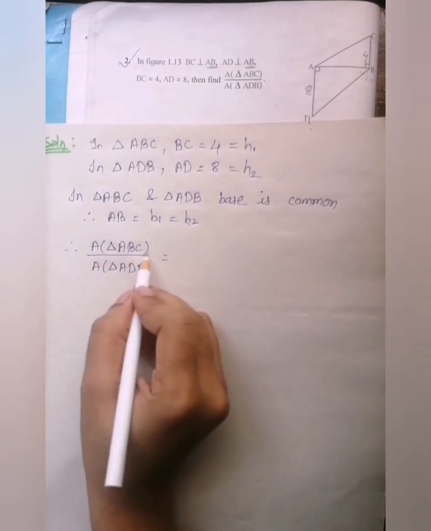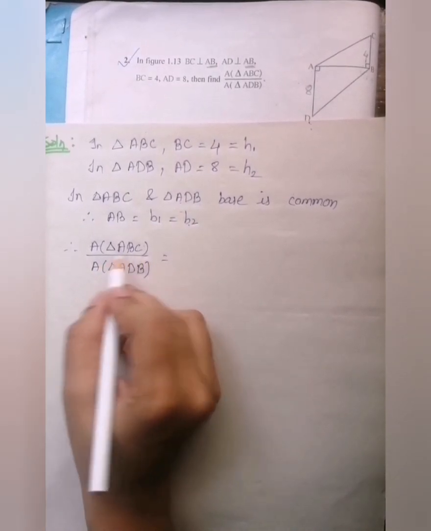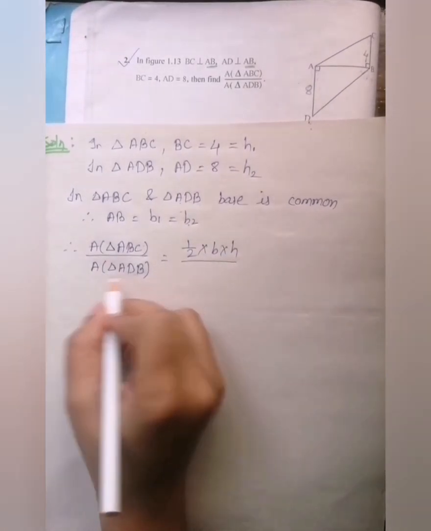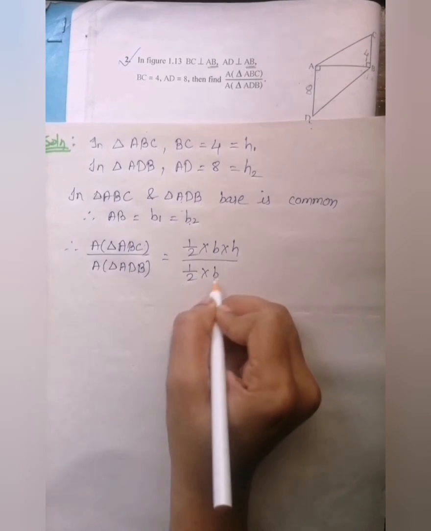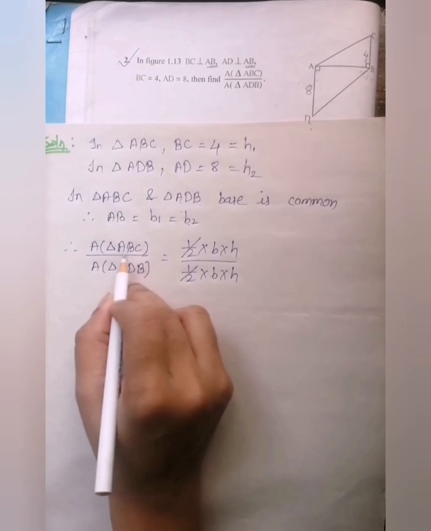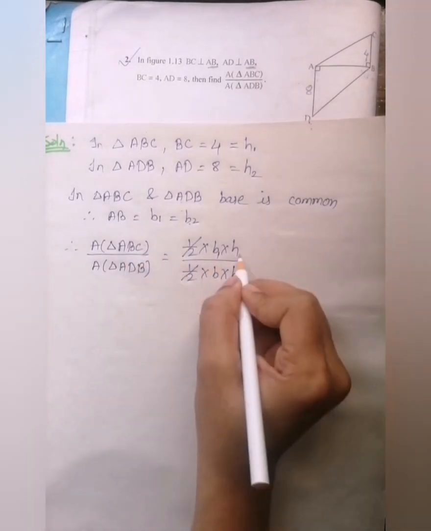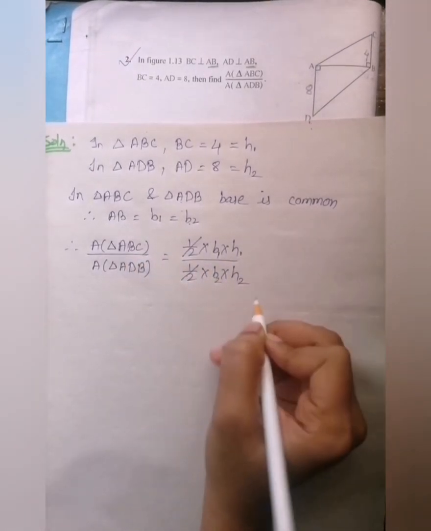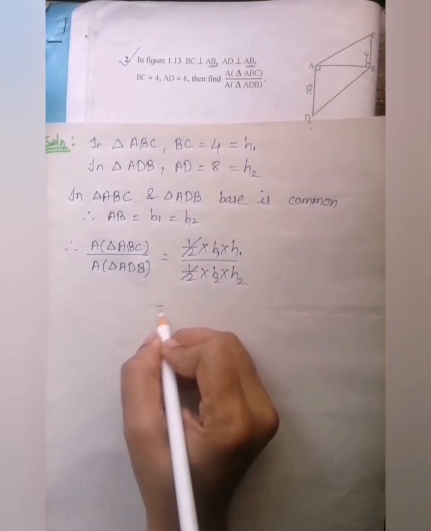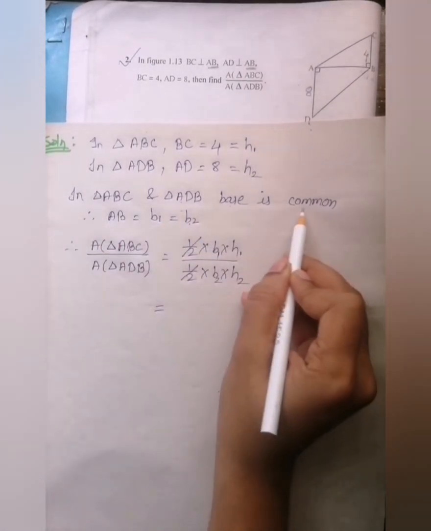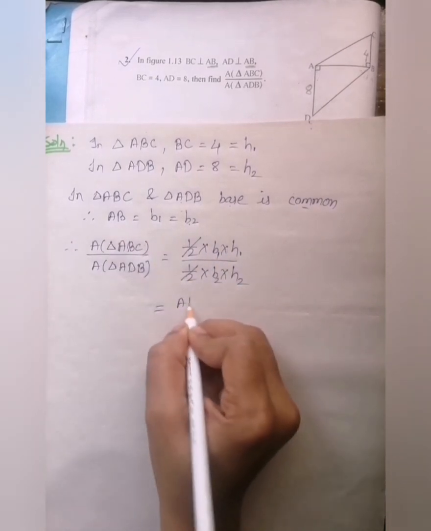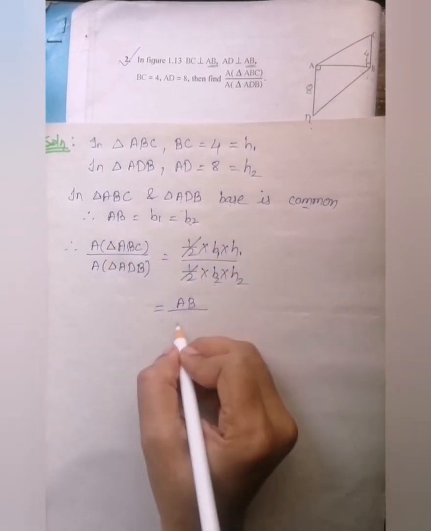Now, what is the formula for the area of a triangle? The area of a triangle is half into base into height, and again for the other triangle, half into base into height. Now this half gets cancelled. For triangle ABC, this is B1 and H1. This is B2, this is H2. We solved that in our first example also. In this example the bases are common, meaning B1 equals B2. So B1 is AB, and B2 is also AB.